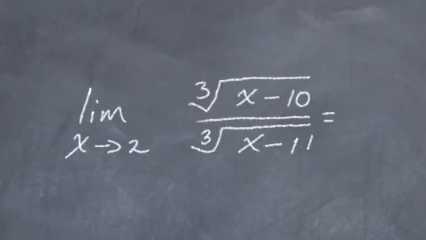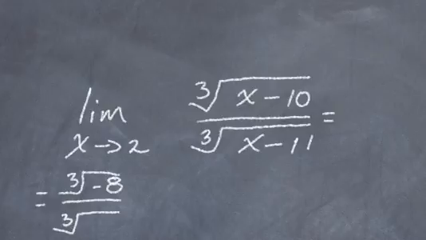minus 10 and then 3 roots of x minus 11. So what we want to do is do the direct substitution, plugging 2 directly in. And I think I'll just write this down here. And so we end up with 3 roots. And plugging 2 in here, we have 2 minus 10. That's going to give us negative 8. Over, and then we're going to plug 2 in here, so we have 2 minus 11. So we have 3 roots of, and 2 minus 11 is going to be a negative 9.